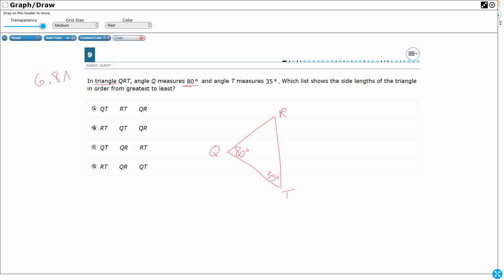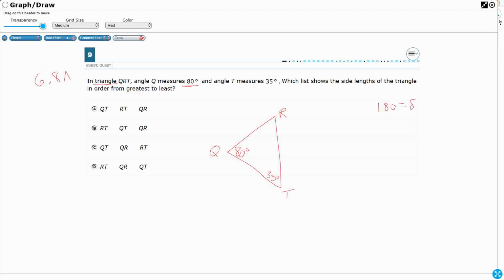All right, so which list shows the side lengths in order from greatest to least? Well, that's funny. They didn't give me any information on the side lengths. They only gave me information on the angles. They haven't given me this third angle, but I know how to do that. I know a triangle equals 180.